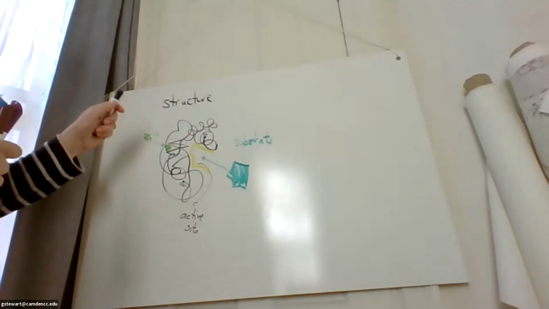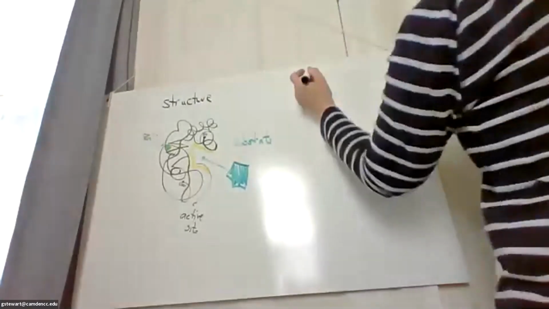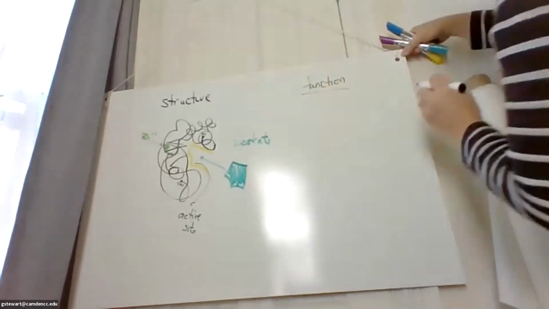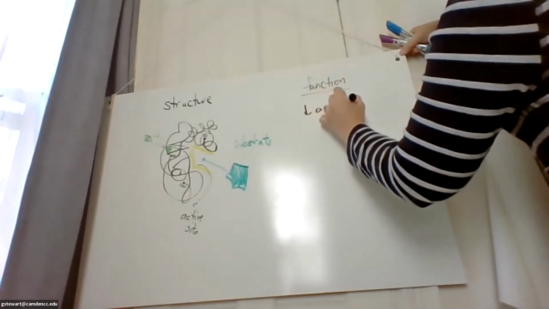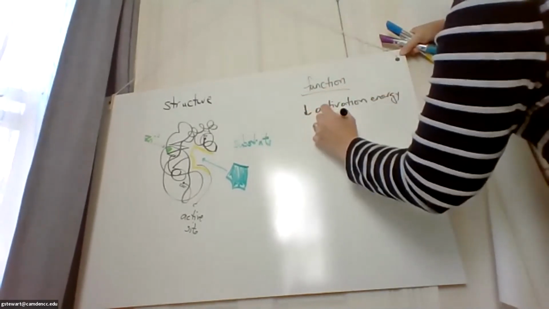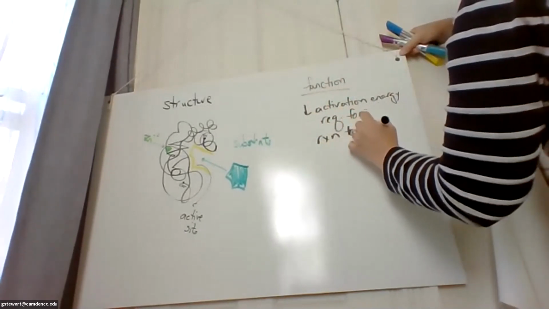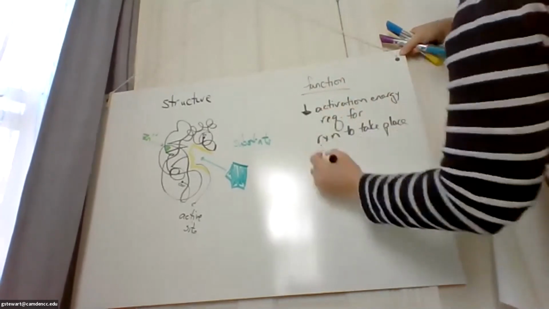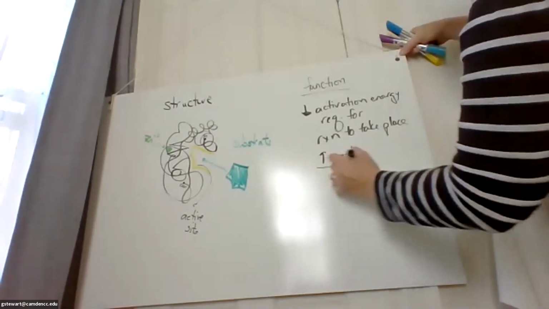Right? What do enzymes do functionally? Over here. Right? We've said already, and I've shown you on those PowerPoints, they lower the activation energy required for the reaction to take place. And what we mean by that is it lowers the activation energy, and what that does is it increases the speed at which the reaction can occur.